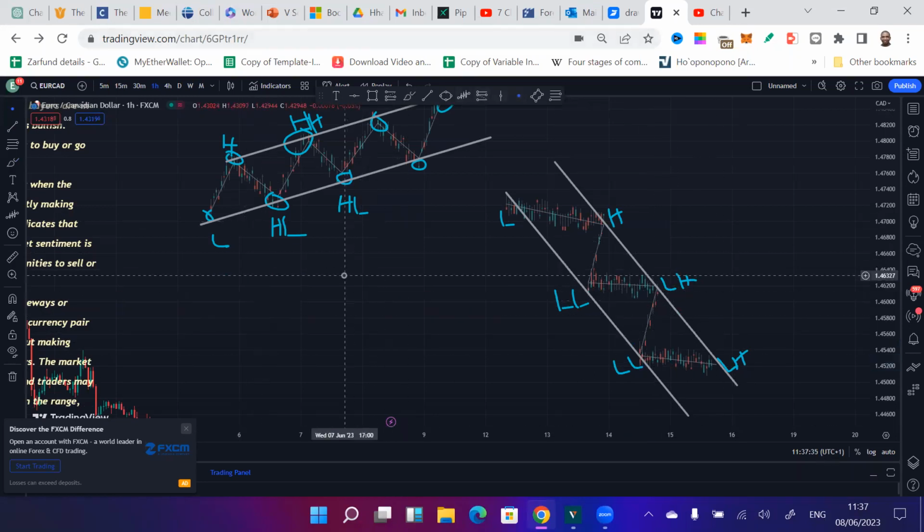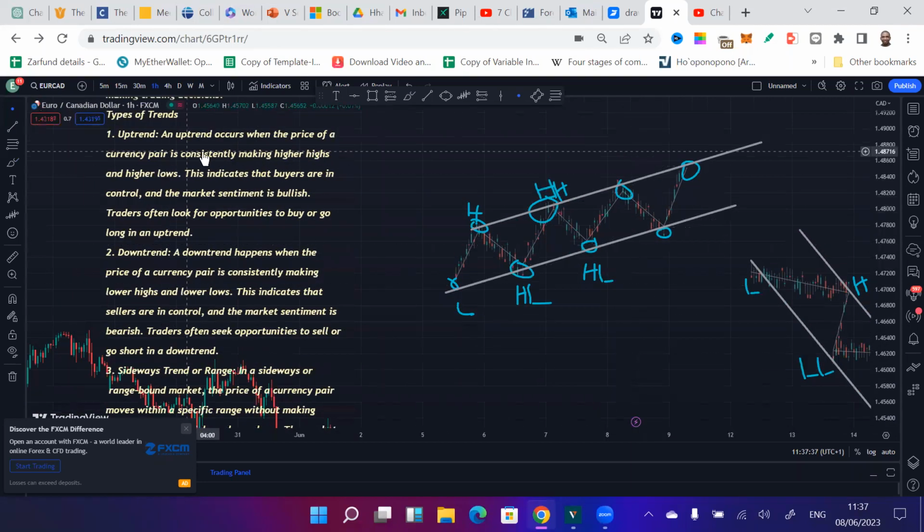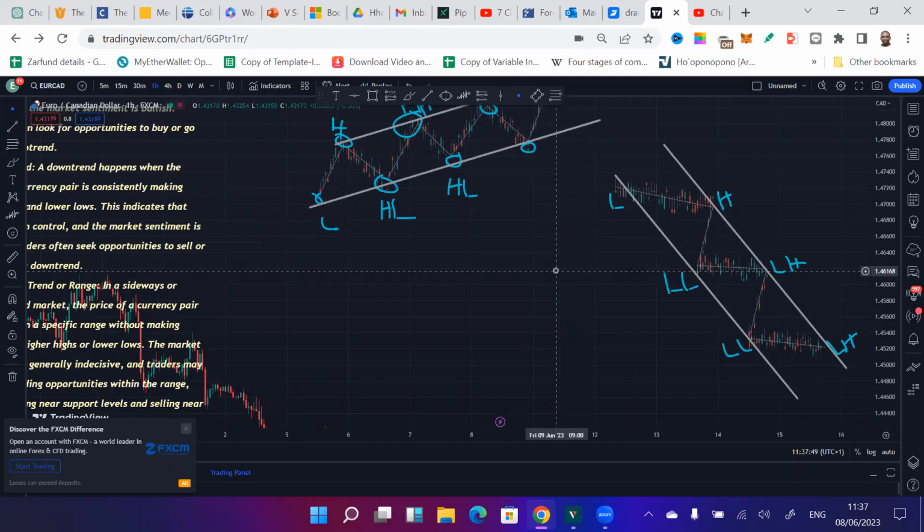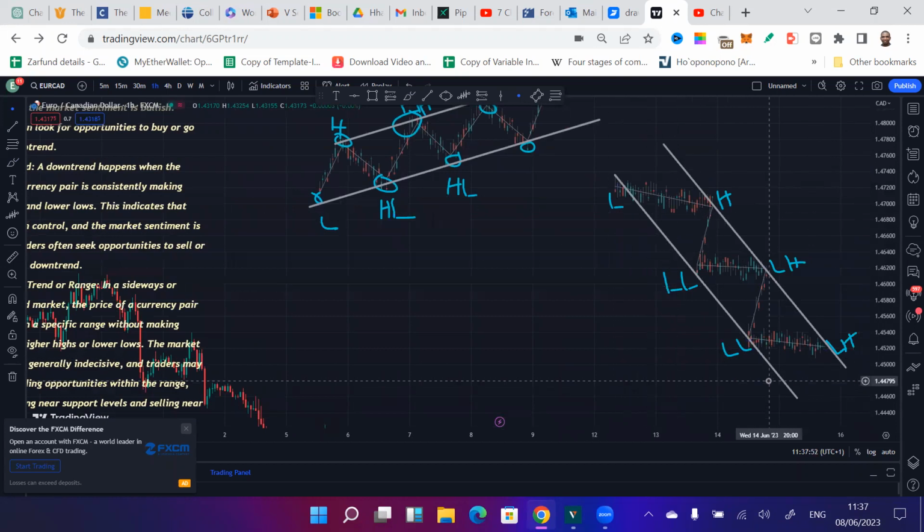And whenever we identify a downtrend like this with lower highs and lower lows, let's go there and see. So we said an uptrend is consistently making higher highs and higher lows. Then a downtrend is what? Consistently making lower highs and lower lows. So you see, lower highs and lower lows, that's what gives you a downtrend.